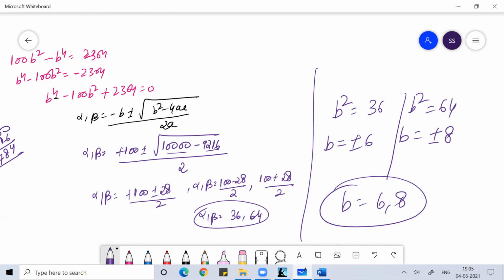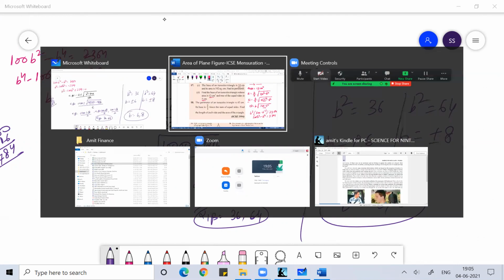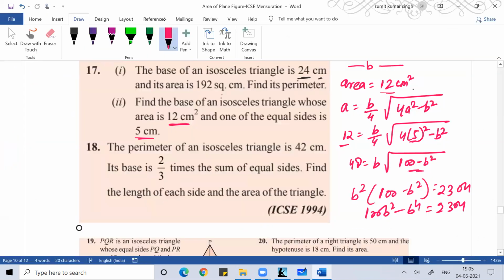You understood this? Yes, yes, sir. Now do this.